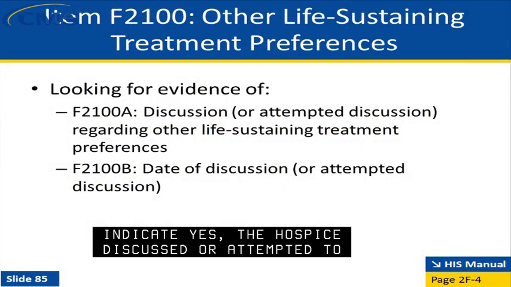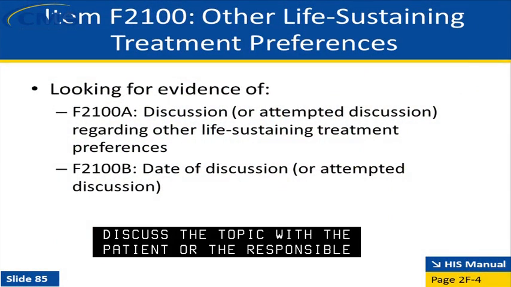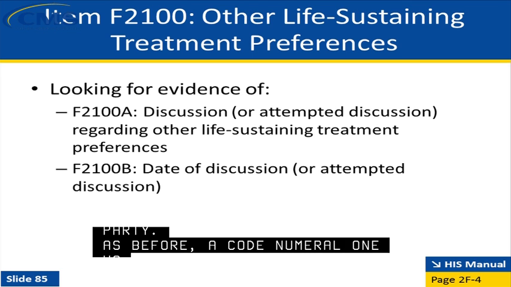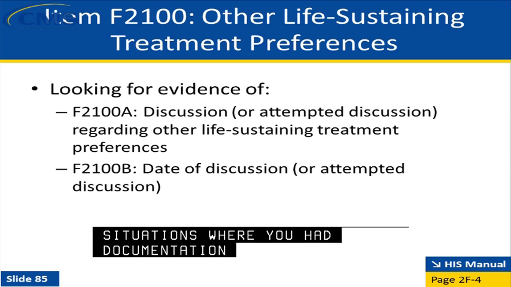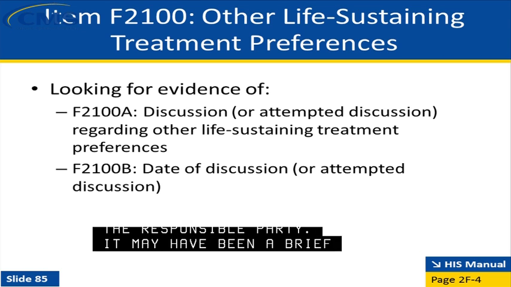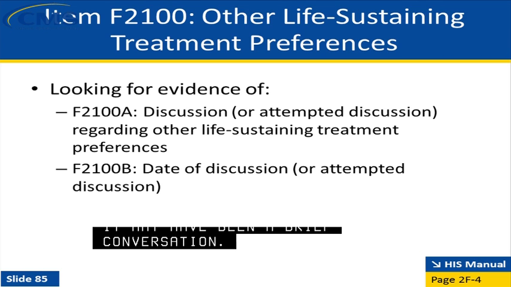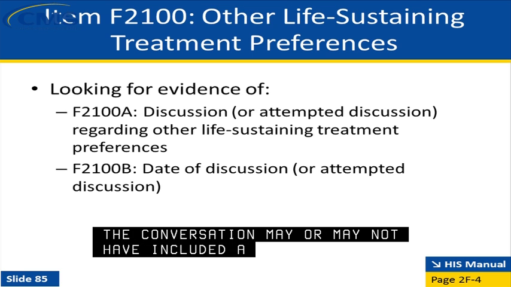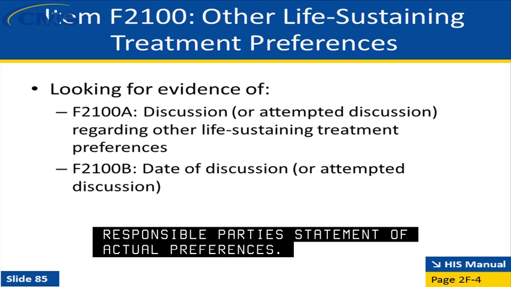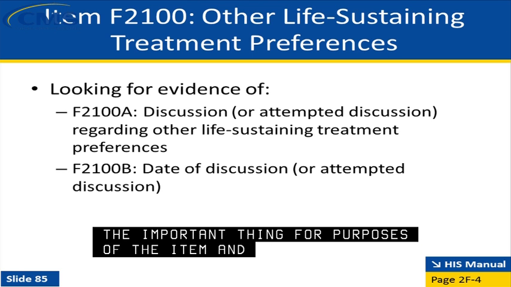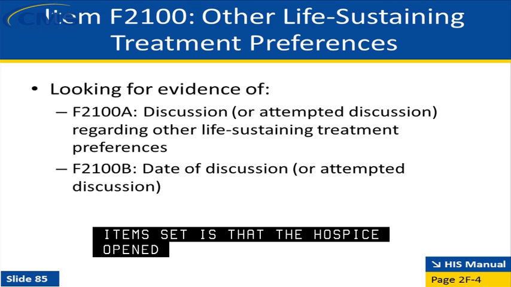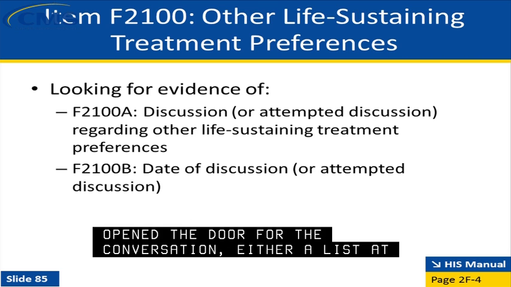And as before, a code 1 would apply to situations where you have documentation that the hospice brought up this topic and there was a conversation with the patient or the responsible party. It may have been a brief conversation. The conversation may or may not have included a patient or responsible party's statement of their actual preference. But the important thing for the purposes of the item in the hospice item set is that the hospice opened a door for the conversation, either elicited or attempted to elicit the patient's preferences regarding life-sustaining treatments other than CPR.